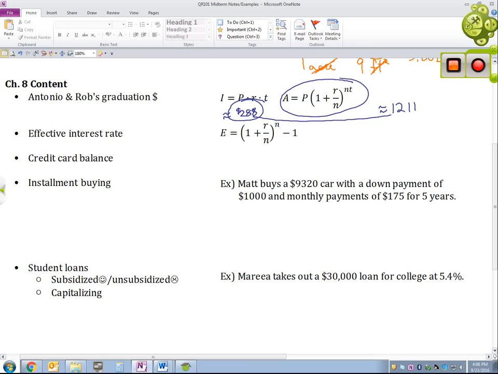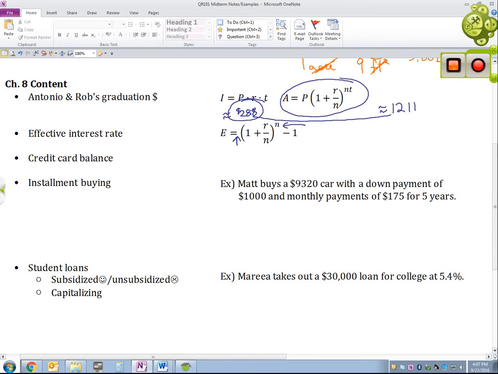For effective interest rate, notice that there's no principal right here, okay? We're not multiplying by a principal, so it does not matter how much starts in the account. Also, we're not multiplying by time up here. It does not matter how long the money is in the account. Effective interest rate finds the yearly interest rate after basically finding when the interest has been calculated for 12 months, what interest rate does that actually represent, okay?